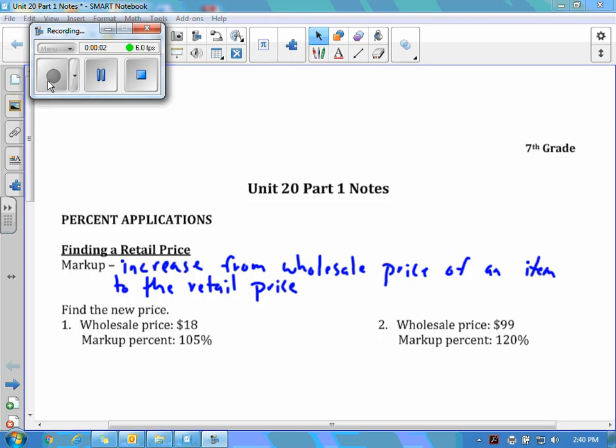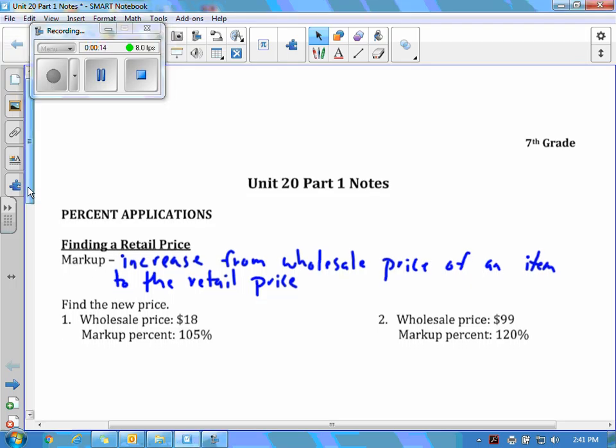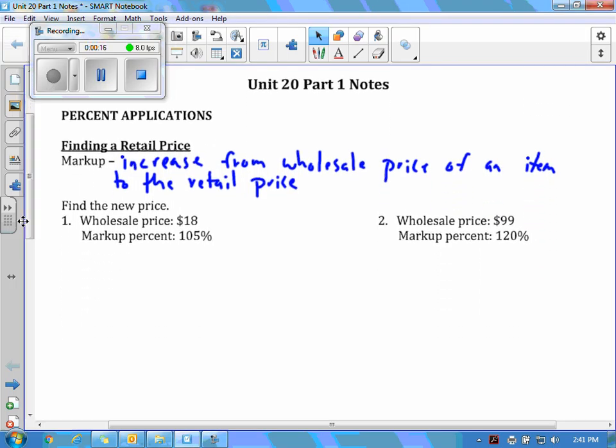Our seventh graders, we are on Unit 20, the last unit of the year. And in Unit 20, we're talking about percent applications and finding simple and compound interest. So in Unit 20, Part 1, we're talking about percent applications specifically. The first thing we're talking about is how to find a retail price.